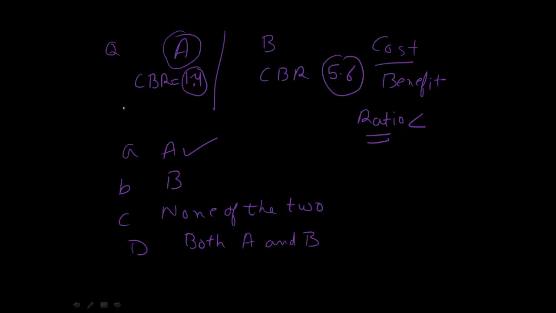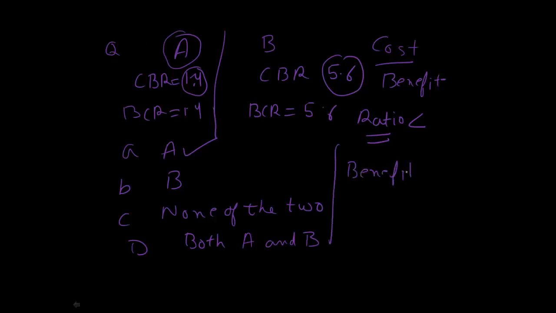Similarly, if we say BCR is 1.4 for A and for B, BCR is 5.6. Now which one to select? Now BCR is benefit divided by cost. So in this case, we want to make sure that benefit is larger than the cost. In this case, the ratio which is higher would be selected. So now we would select project B with BCR of 5.6.